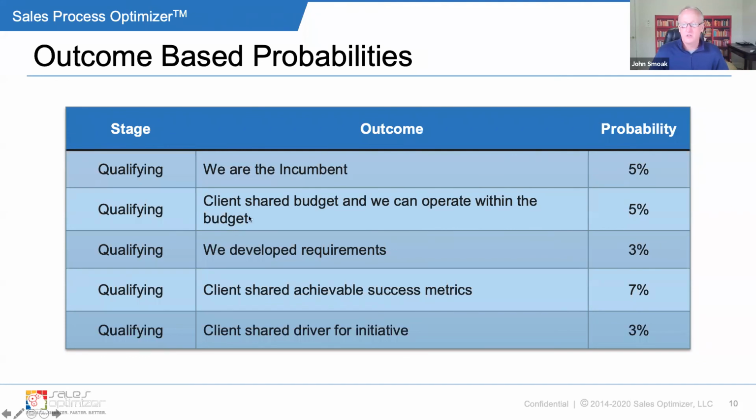If the client has shared the budget and we can operate within that budget, I feel more confident we can sell that deal. Doesn't mean I haven't sold a deal before without knowing the budget. It can happen. This is really just about building my confidence level so my forecast is more accurate, my probabilities are more accurate, and that type of thing. Then if we do it right, we can actually assign interim probabilities within a stage. So in other words, if I check off we're the incumbent, that's going to add 5% to my probability. If they share the budget, if we develop the requirements, things like that.